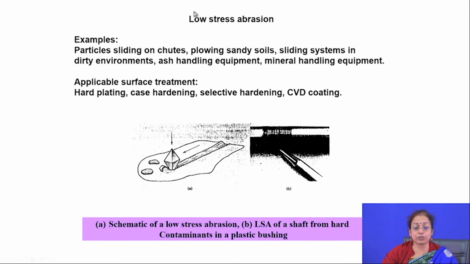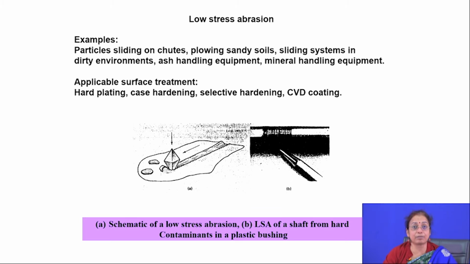So, when a compressive stress lower than the yield strength of the material is applied over the surface, and there is a relative motion between the two surfaces, the kind of wear that proceeds is called low stress abrasion.